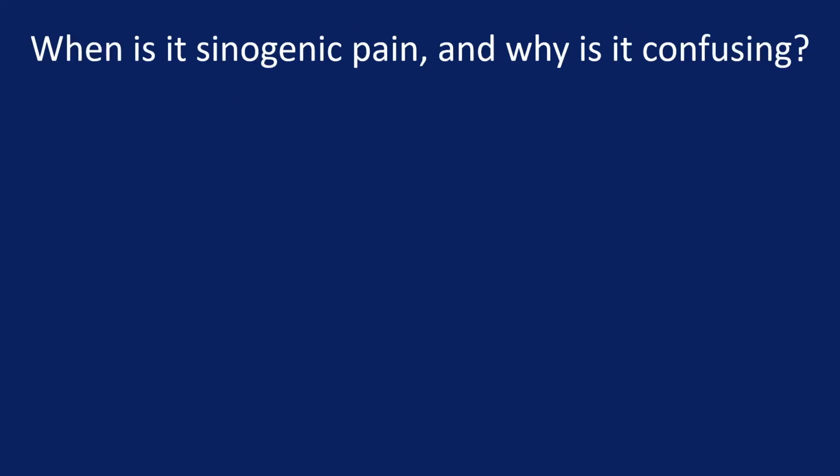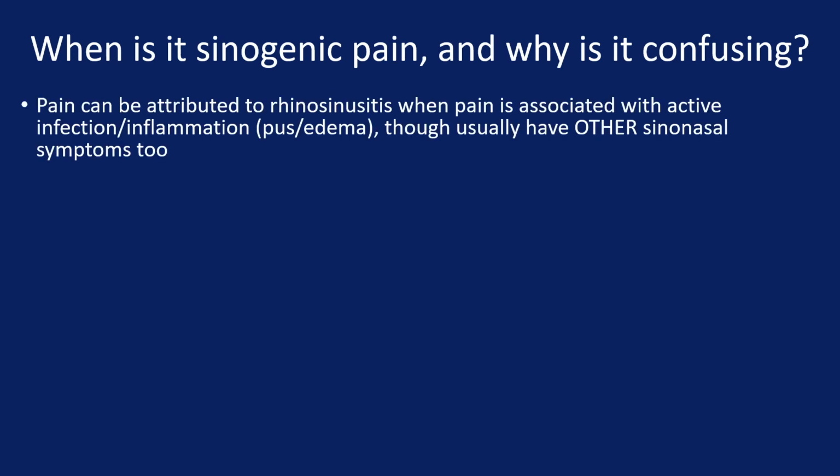Okay, so when is it sinogenic pain and why is it confusing? Because it is. If you go by IHS criteria, even the most recent IHS criteria, International Headache Society, pain is attributed to rhinosinusitis when pain is associated with an active infection. And that means I scope somebody and see pus or edema. Though usually they'll have other sinonasal symptoms too. So it's not usually just pressure. They usually have the nasty mucus or something.